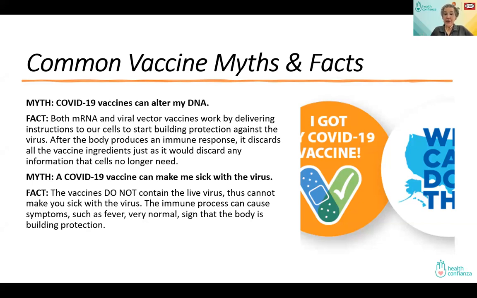COVID-19 vaccines can alter my DNA. They work by delivering instructions to your cells to start building protection against the virus. So that vaccine is giving instructions to start building that protection that we need. After the body produces that response, it discards all the vaccine ingredients. They are just discarded. They are one of the waste products in our body. We get rid of them through our kidneys, urinating, etc. So no, it does not stay in the body.